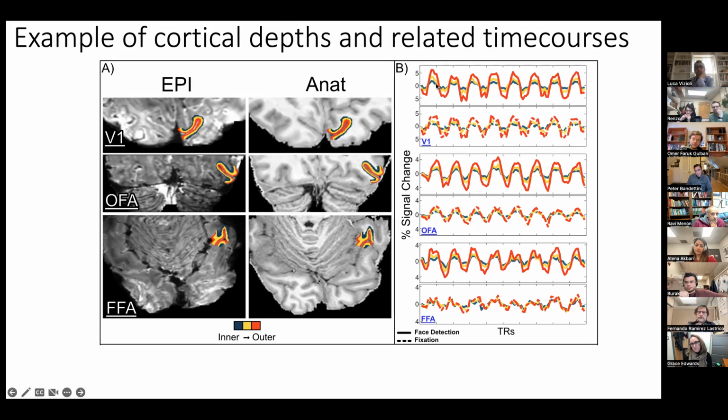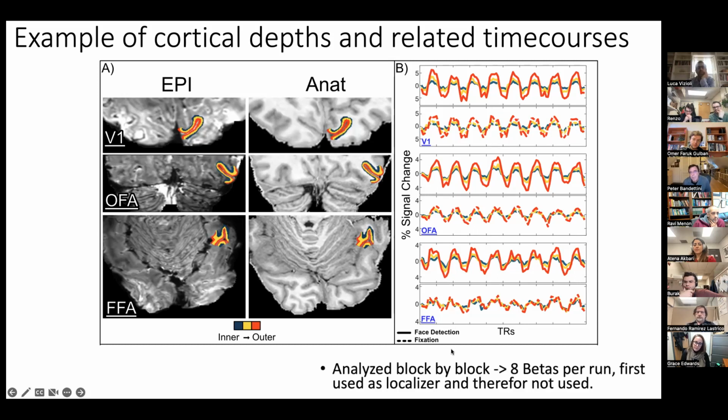We can appreciate the typical ramping profile for gradient echo data. And we can see that even during the fixation task in the FFA, where it should be more or less dormant or less active, we can clearly distinguish our single blocks. So we proceeded to perform single block modeling estimates, leading to percent signal change betas per run. As I said, we discarded the first one as it was used for localizer.